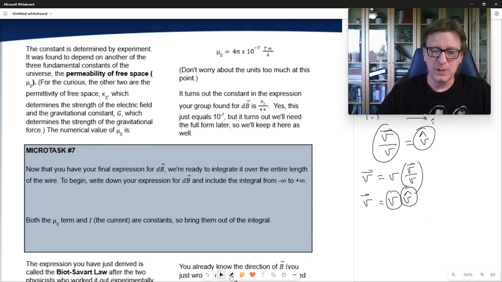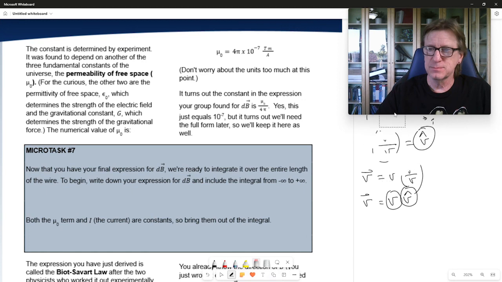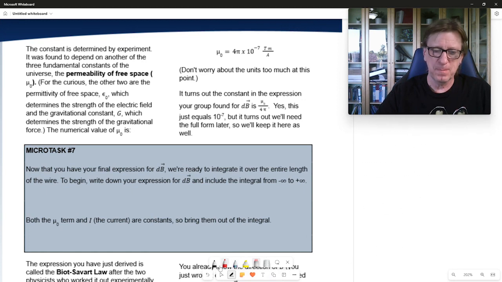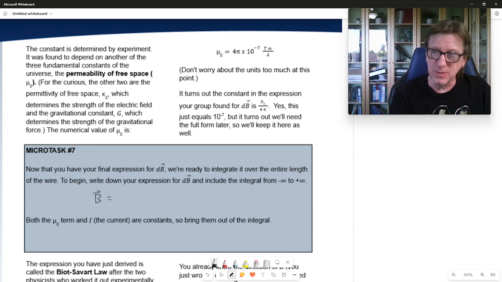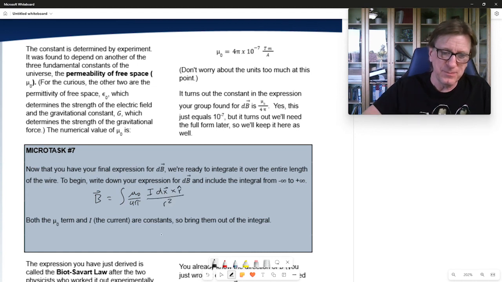And I'm going to erase our old work here. There we go. Okay, so now we've got our final expression, so we're ready to integrate it. So let's write it out in integral form. So we have B, it's got to be the integral of our expression for dB. So that's going to be the integral of mu 0 over 4 pi times I dx vector crossed with r hat divided by r squared.